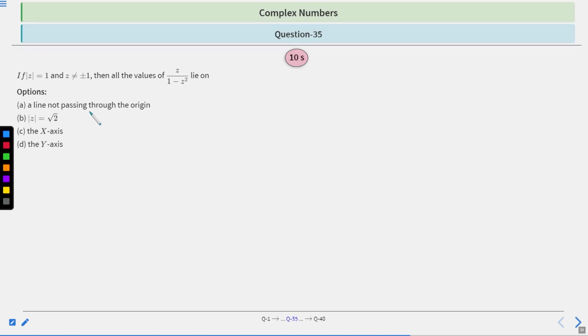If mod z is equal to 1 and z not equal to plus minus 1, then all the values of z upon 1 minus z square lies on. So let's discuss the solution after 10 seconds.